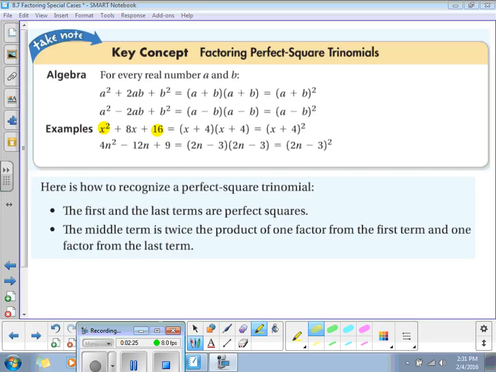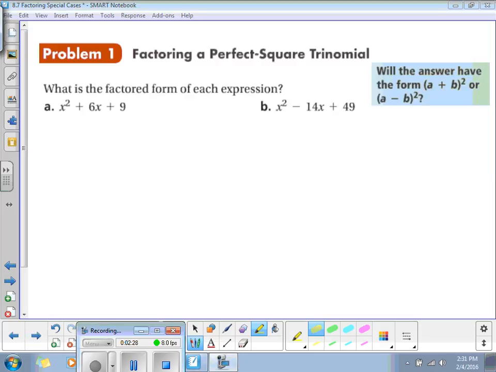So, let's take a look at problem 1. Alright, so problem 1 says factoring a perfect square trinomial. Okay? So we want to know what is the factored form of each expression. Now when we do this, the first thing we have to do is identify whether or not it is a perfect square trinomial. Okay? So, we're going to look at the first term. First term is x squared. Okay? Is that a perfect square? Yes, because x times x is equal to x squared. Okay? Then 9. Is that a perfect square? Yes, because 3 times 3 is 9.